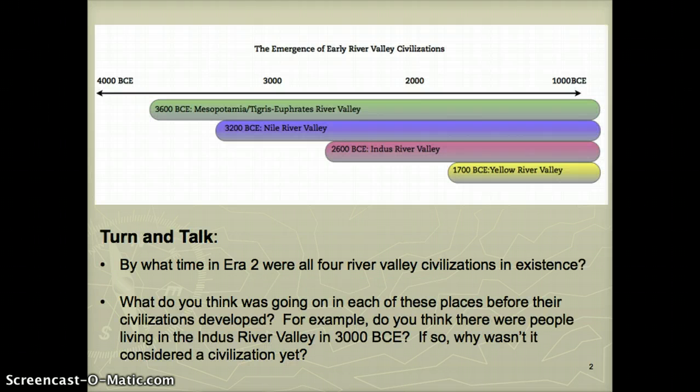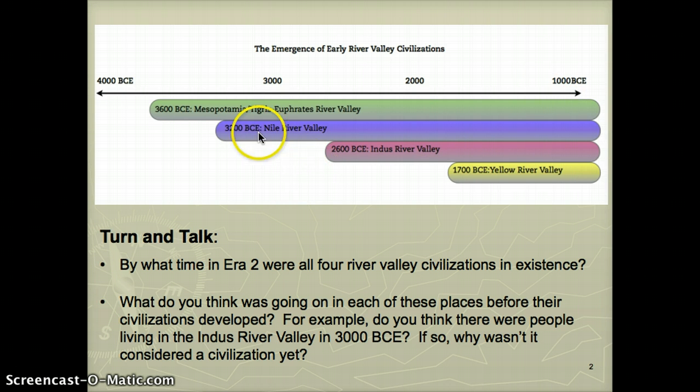So for this lesson, you're going to want to have a turn and talk partner. That could be your table partner most likely, but we're going to make sure you're partnered up with somebody. We're going to start by looking at the timeline on the screen. You can see the title is The Emergence of Early River Valley Civilizations. On the left-hand side, we're starting at 4000 BCE, before the Common Era, and then it goes all the way up to 1000 BCE.